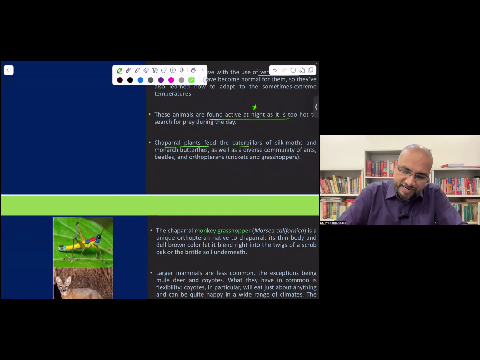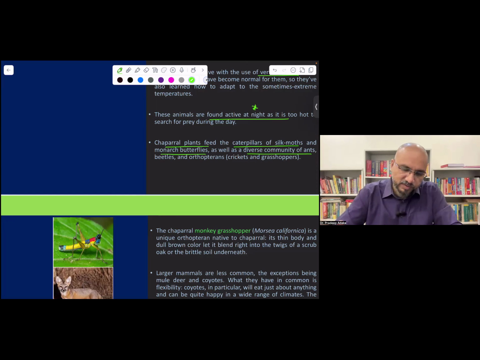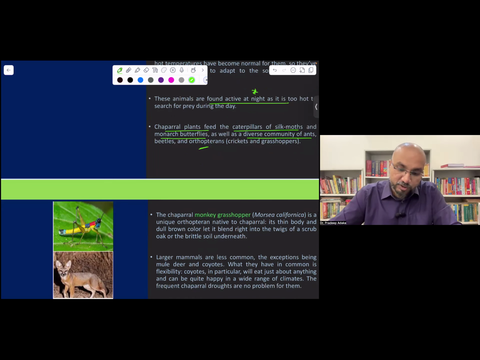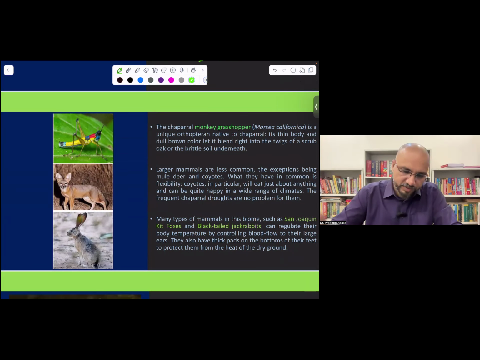Chaparral plants feed a lot of caterpillars, silk moths, monarch butterflies, as well as diverse communities of ants, beetles, and other orthopterans. Orthopterans include cockroaches, crickets, grasshoppers, praying mantis. They are all orthopterans. So this is an order in class Insecta. So grasshoppers, crickets fall under Orthoptera. Your butterflies, moths are called lepidopterans. Just for information. Okay. Now let us see some unique examples. So monkey grasshopper.